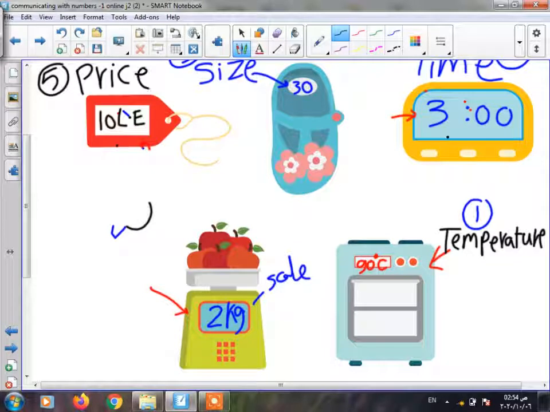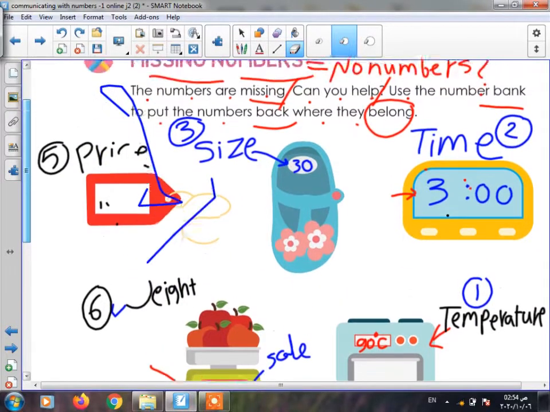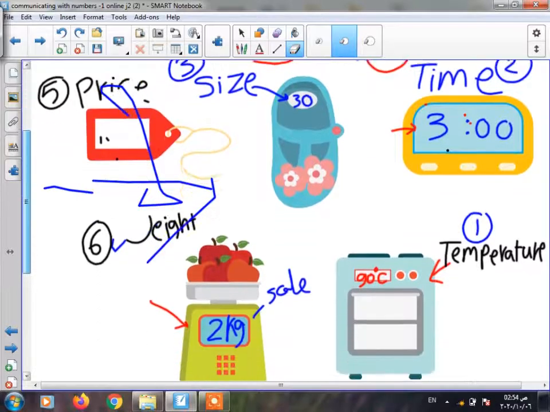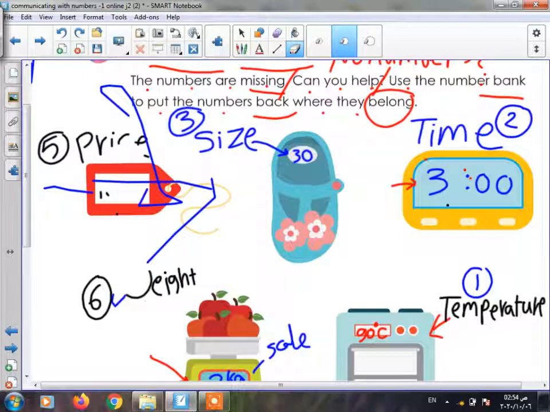Do you remember 2 kilogram? It tells me information about what? Excellent, about weight. So I have 5 pieces of information. What are they? Number 1 is temperature. Number 2 is time. Number 3 is size. Number 4 is weight, and number 5 is price. Okay.